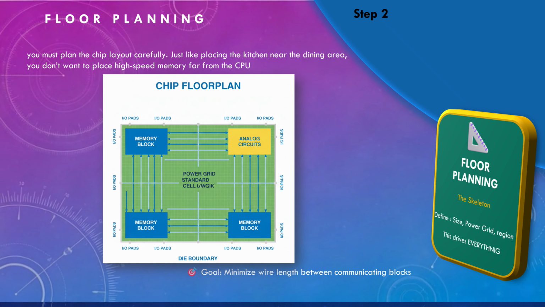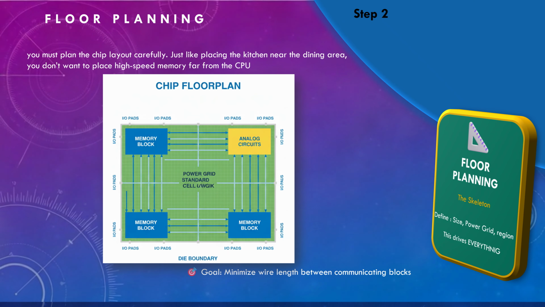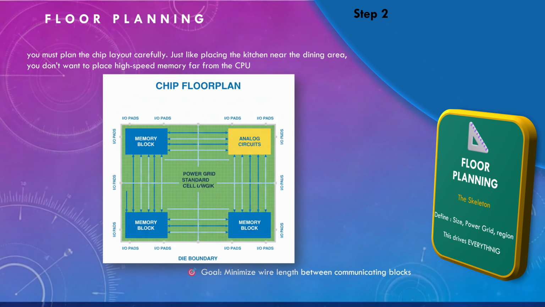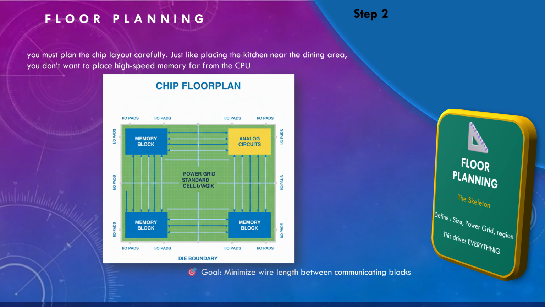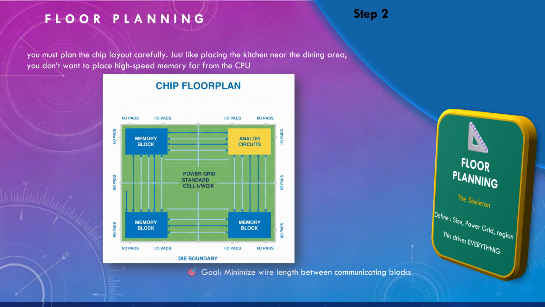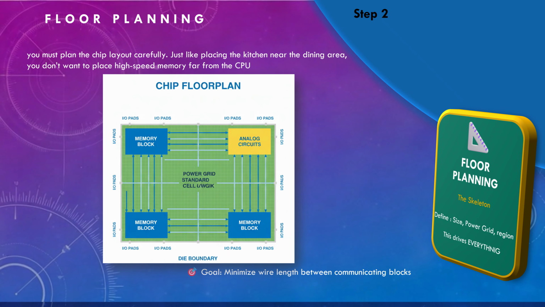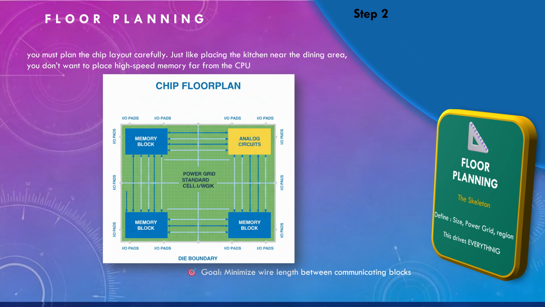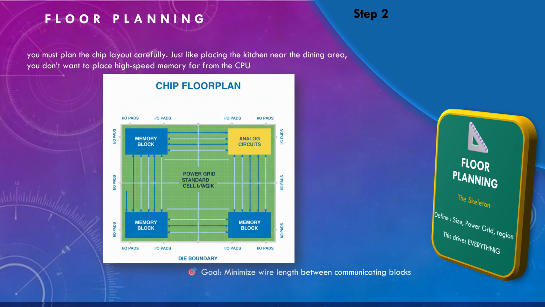Before you build, you must plan the chip layout carefully. Just like placing the kitchen near the dining area, you don't want to place high-speed memory far from the CPU. Floor planning decides chip size, block locations, and structure. Goal is to minimize wire length between communicating blocks. Because longer wires equals more delay, equals timing violations, equals pain.